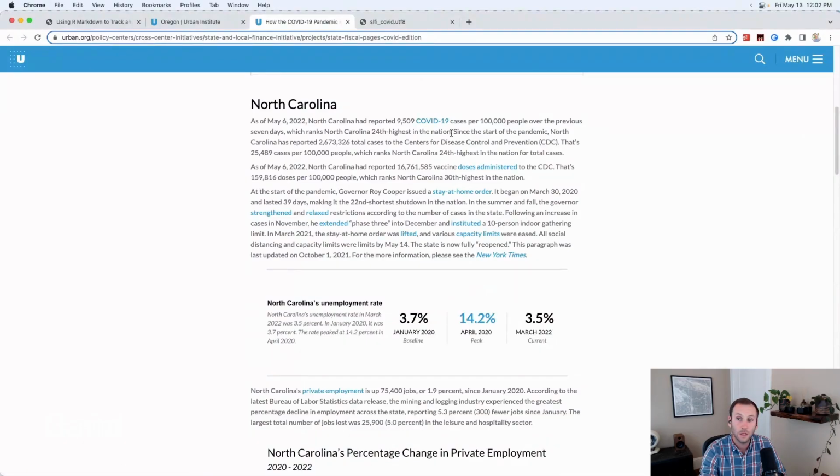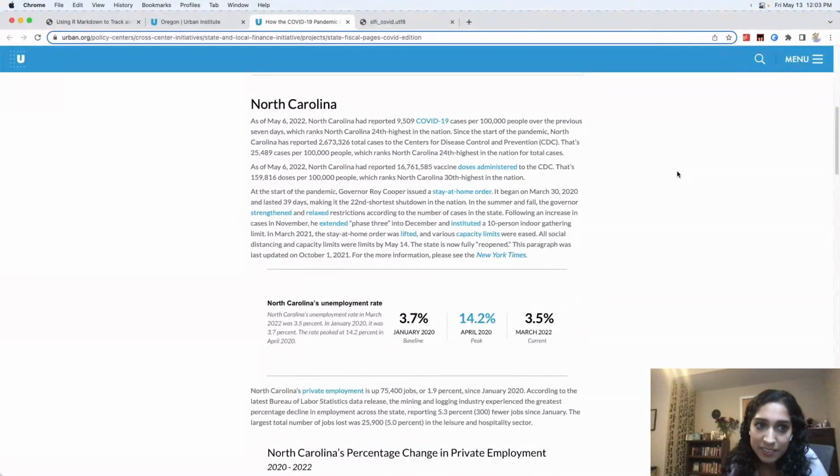Yeah. I mean, I'm guessing you're talking about, for example, here, ranks: North Carolina, 24th highest in the nation. I'm guessing, Safia, you're not going in and manually typing 24th each time this updates. So yeah, do you mind just talking about how that works?